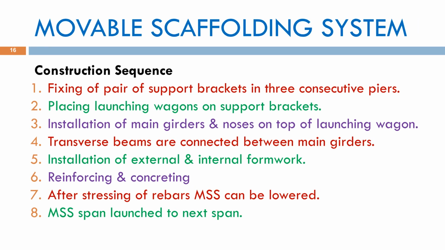The construction sequence of the Movable Scaffolding System, MSS, begins by fixing a pair of support brackets on 3 consecutive bridge piers. Launching wagons are then placed on these brackets to carry the scaffolding system. Next, the main girders and launching noses are installed on top of the launching wagons. Transverse beams are connected between the main girders to provide stability. After this, the external and internal formwork is fixed, followed by placing reinforcement and concreting. Once the concrete gains the required strength and the reinforcement is stressed, the MSS is lowered and launched forward to construct the next bridge span.